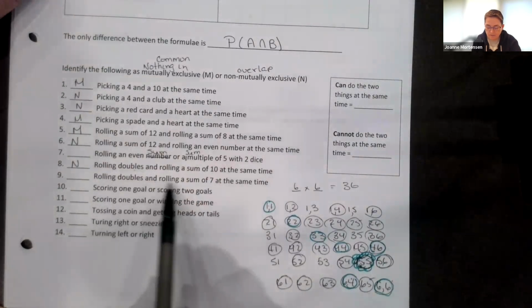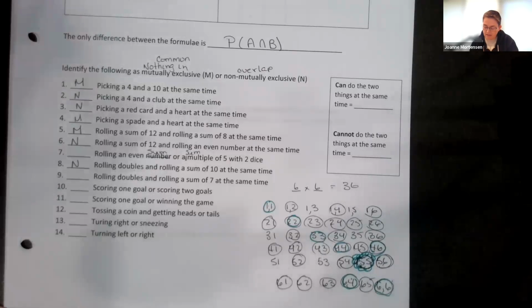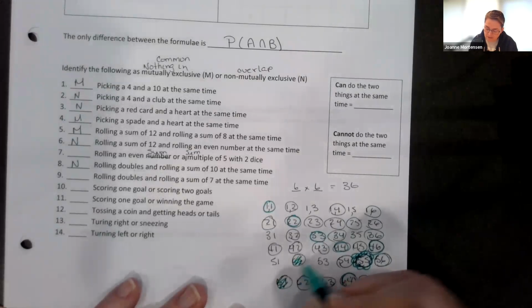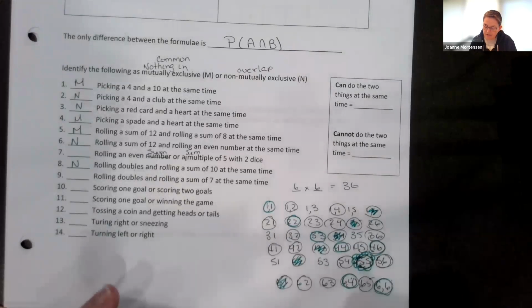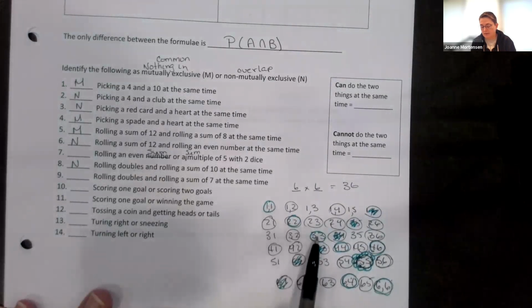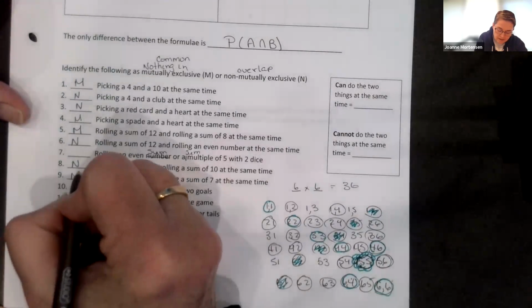Now, rolling doubles and rolling a sum of 7 at the same time. So there's my doubles. Now a sum of 7 is going to be these numbers, but I think you already know that there's not going to be any overlap, because if you add these up, you never get 7. So these are going to be mutually exclusive.